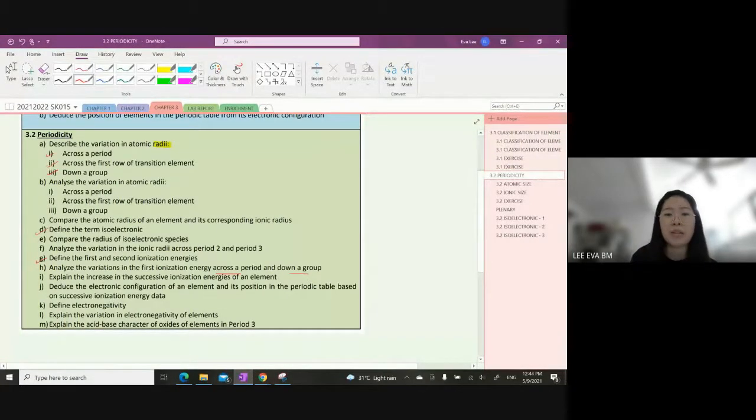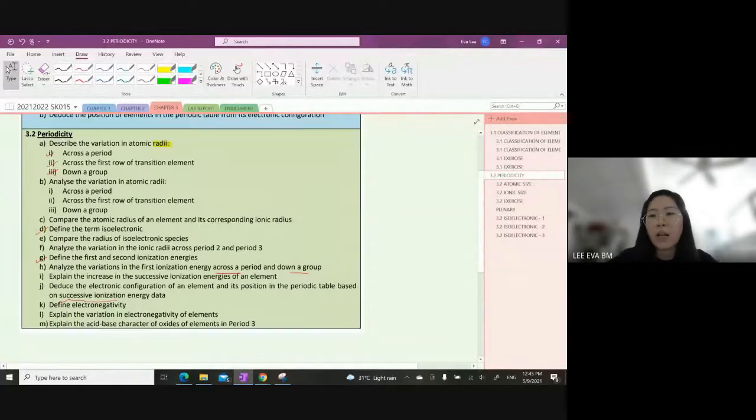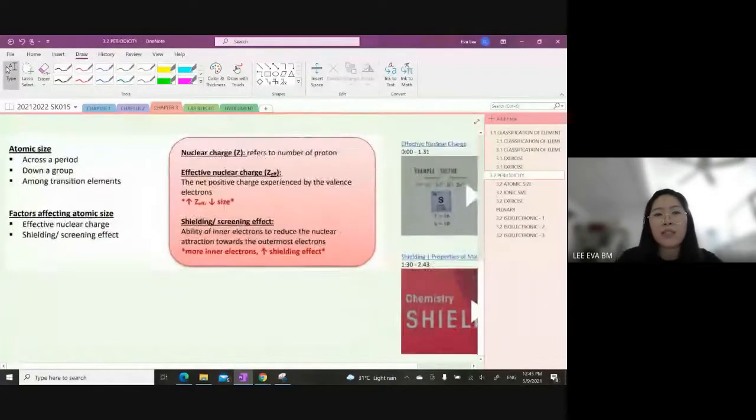It's more toward description. Then you need to explain why the ionization energy increases. And then deduce the electronic configurations of an element and its position in the periodic table based on successive ionization energy. Okay, define electronegativity. Explain the variations of electronegativity. And last one, explain the acid-base character of oxide in period 3. So for all of the learning outcomes over here, madam just wants to touch about two of these things.